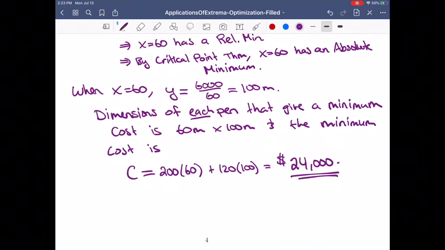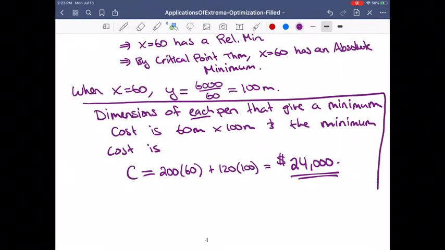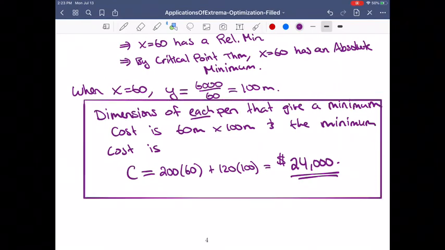So this would be our final answer for this question. You should get in the habit of answering the question, making sure that you've answered what the question asked, and you should use a sentence for that. So that's an example of an optimization problem.